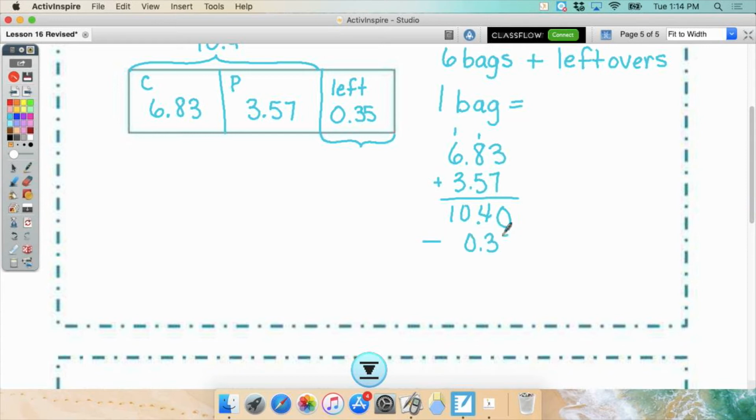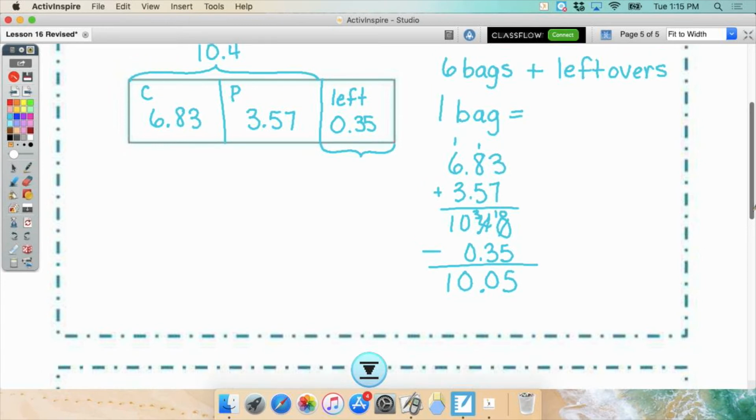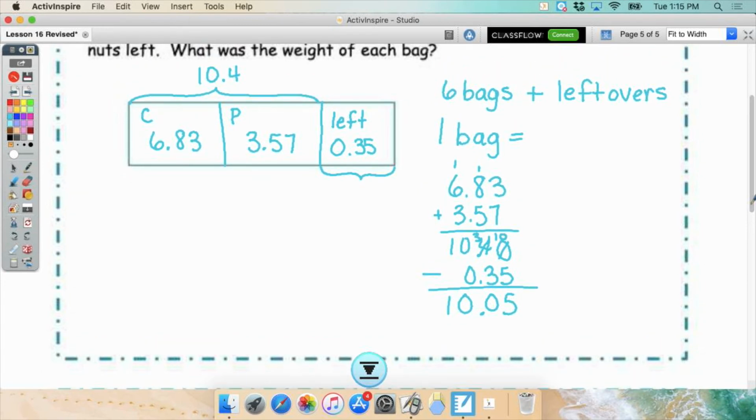0.35? Okay, now you can look at this as 40 minus 35, or you could just regroup. So if I were to regroup, this would be 10 minus 5. 3 minus 3. So without the leftovers, what's my total?